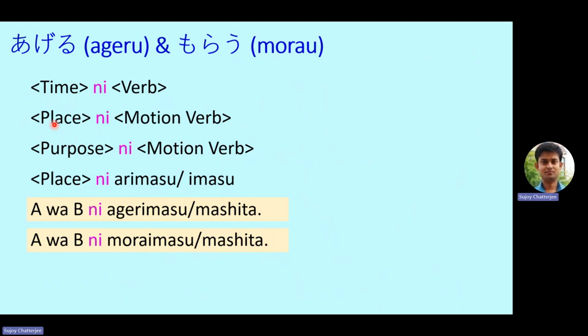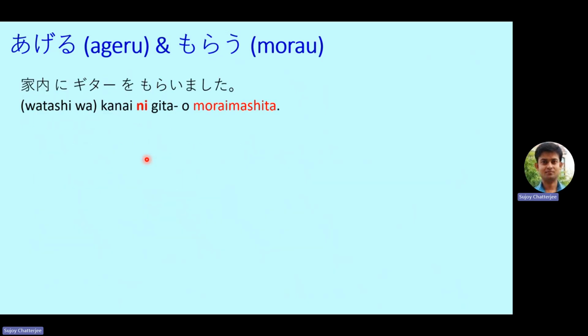So you see how many different usages there are for the ni particle, which we had earlier told you that gradually we will come across more and more usages of. There are more which we will again see in the upcoming lessons. So for now, this is what we have. Now let's look into some more examples using ageru and morau verbs.